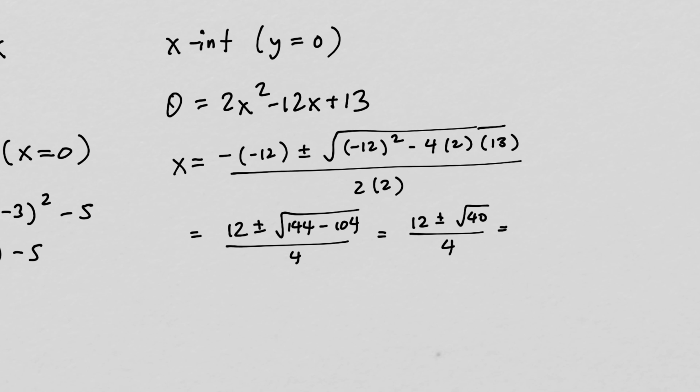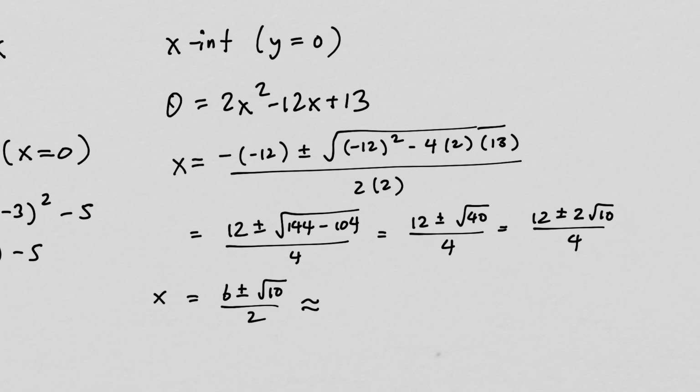We can do a little simplification here. The square root of 40 is the same as 2 radical 10. And finally, if we divide everything by 2 there, we get 6 plus or minus the square root of 10, divided by 2. Now, we would approximate these so that we can sketch the graph here in just a second.